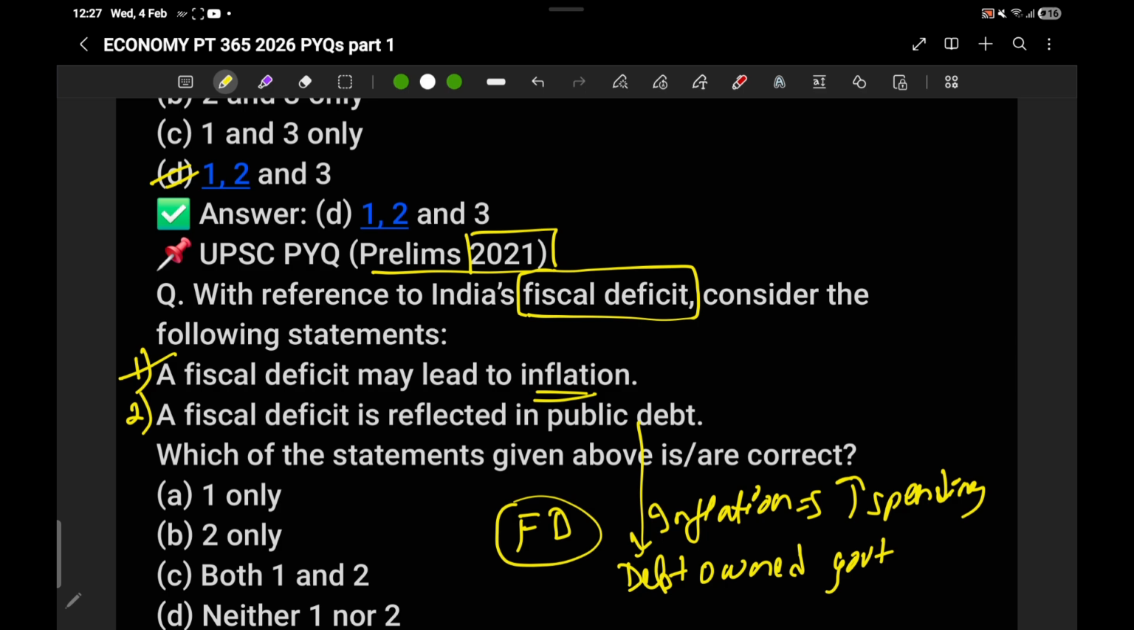So it is a part of fiscal deficit, is part of public debt. Yes, the statement is correct. So both 1 and 2. See, the questions are simple, just the statements need to be interpreted properly.